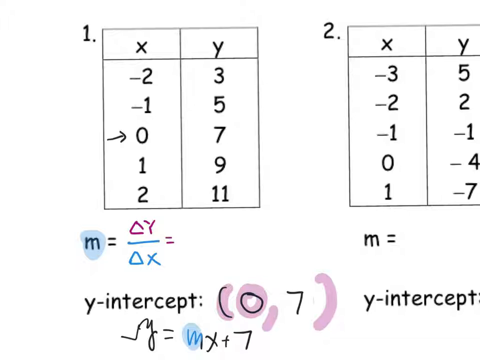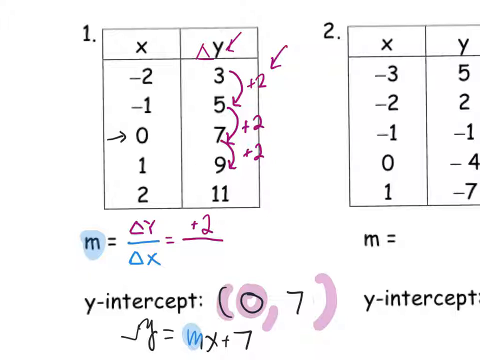How is y changing? Look, how did you go from 3 to 5? Find my change in y. I added 2. How did I go from 5 to 7? I added 2. 7 to 9? I added 2. So what's my change in y, guys? Y is changing by adding 2. So it's rising 2.